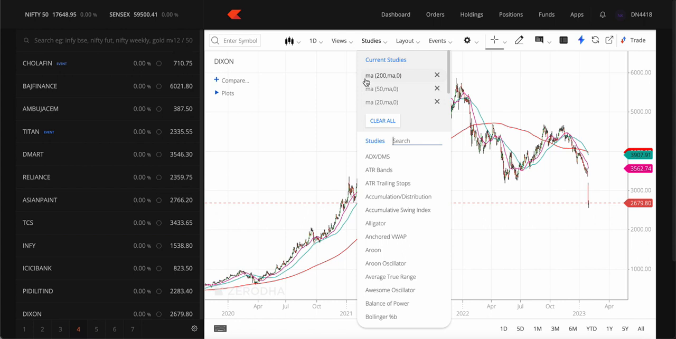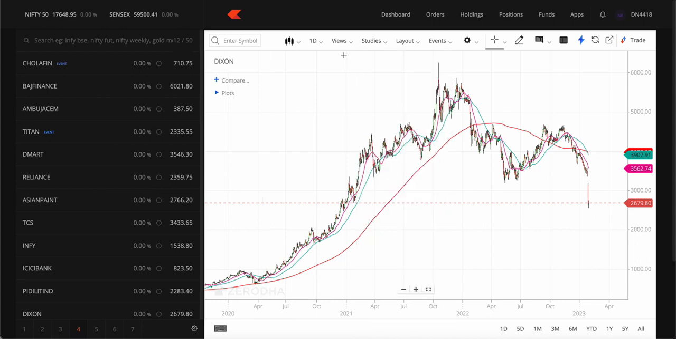If you are a long-term investor and want to hold the stock for a long term, you can keep a 200 moving average. Suppose you are a very short-term trader, you can use the 20-day. Then medium-term investors can use the 50-day moving average. I will show all these examples, where if you follow the trend of the stocks, you can make a good gain also.